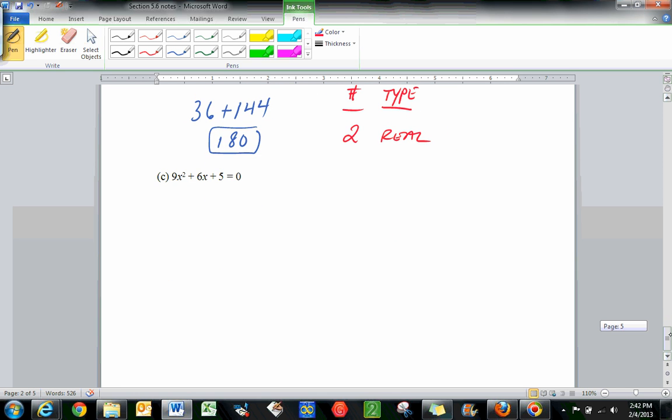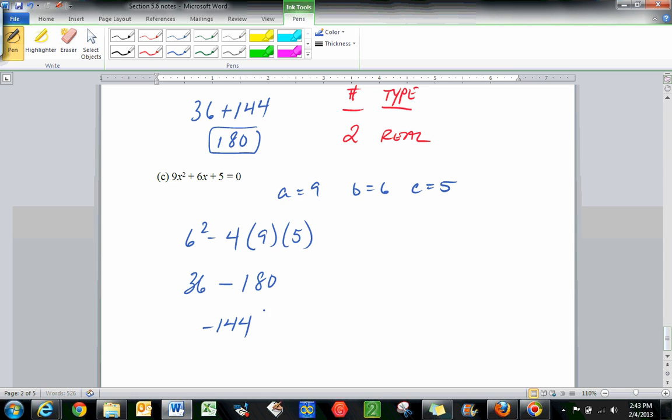Okay, and then we move into the last one. We recognize A is 9, B is 6, and C is 5. So 6 squared minus 4 times a times c gives us 36 minus 180, which is negative 144. Again, it doesn't matter how deep into the negative numbers it is. As long as it's negative, that tells us there are going to be two solutions, but they're both going to be imaginary. So again, that's the number, and that is the type.